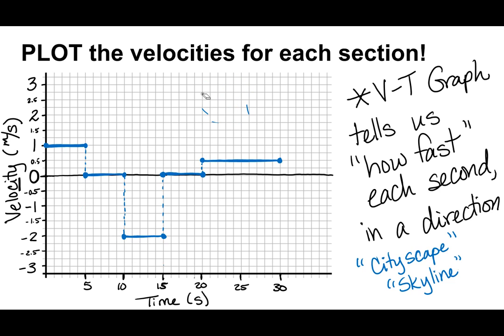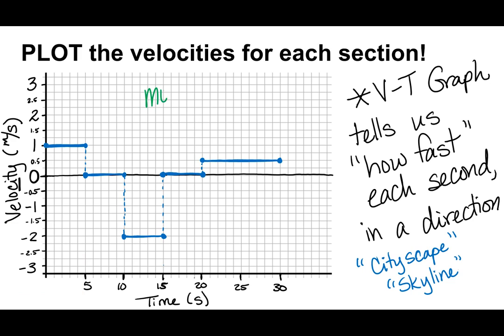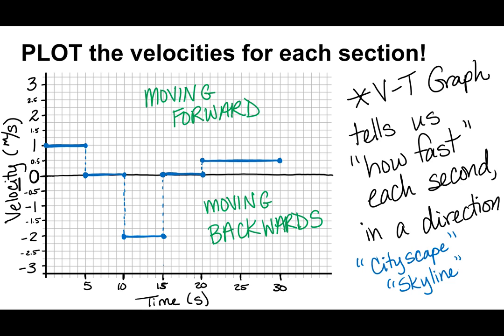Now, what does all of this tell us, right? What does this graph tell us? It tells us how fast we're going in each second in a direction. Well, if it is above the 0 line, this means we are moving forward. If it is below the 0 line, this means we are moving backwards. So positive is moving forward, negative is moving backwards. The other thing this can tell us is, again, how fast, relatively speaking, we are going.